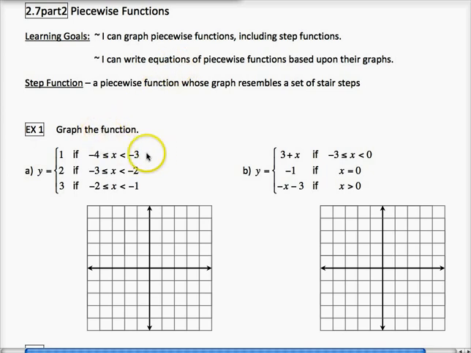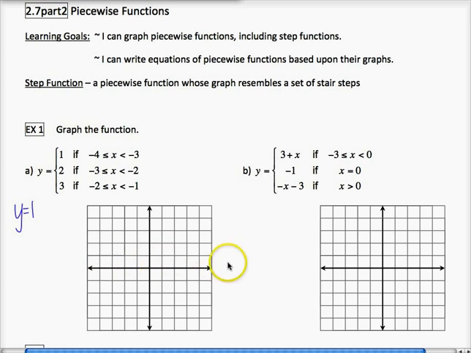Okay, so let's look at example 1, graph the function. So just like all the other piecewise functions, we look at the left side first and we look at the top and we say, okay, that function says y equals 1. Well, hopefully you remember from Algebra 1 that y equals 1 is a horizontal line. If there's no x value, that means it's a horizontal line. So the horizontal line where y is 1 is right up here.